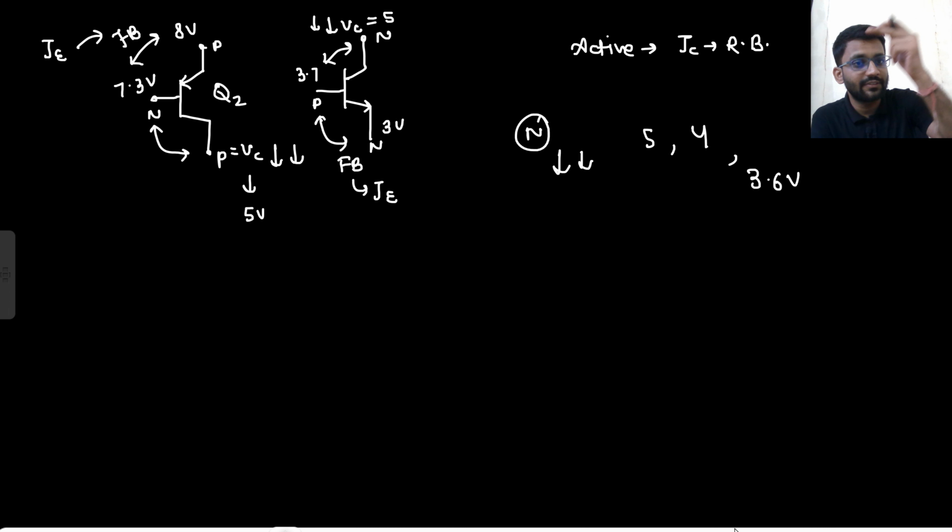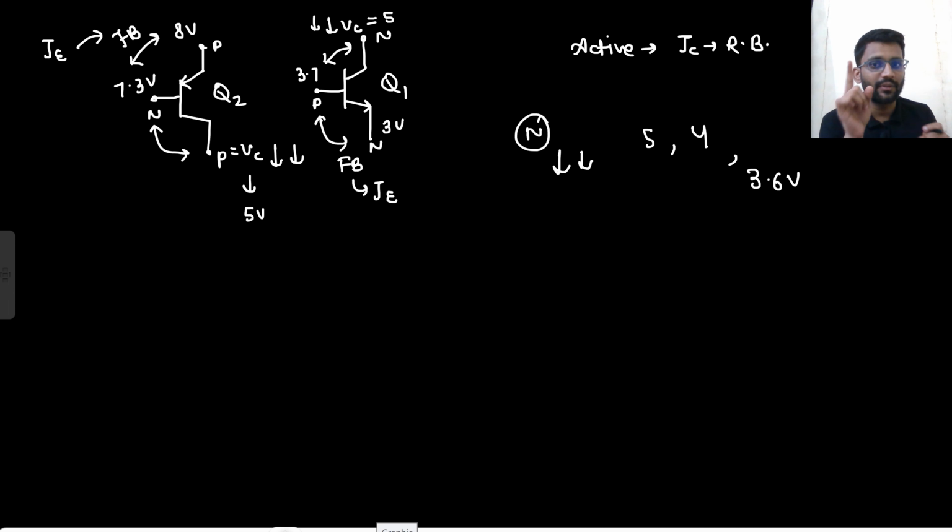From 5 it has gone down to 3.6. Then what will happen? P will have more potential, N will have lesser potential. That means now the collector junction has become forward biased, and this is what you don't want. So if VC is going down, then who is having the problem? Q1 is having the problem.